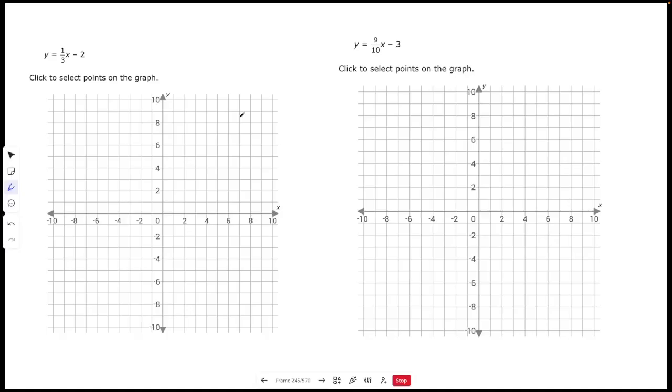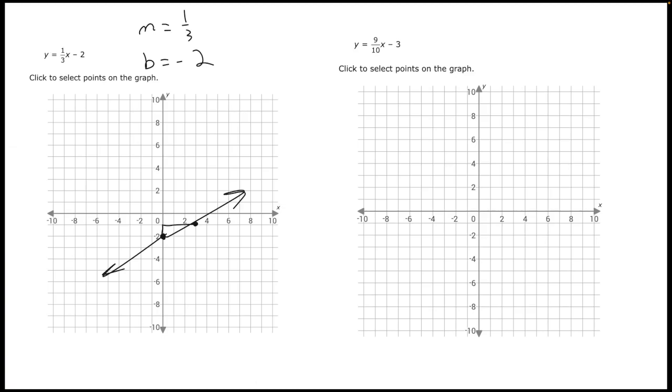Okay, now that you've had time to work these problems, let's check your solutions. For the first problem, you should have gotten a slope of 1/3 and a y-intercept of -2. So I put the -2 on the graph first. Then from that -2, I went up 1 and right 3, rise over run. And I ended up here and connect with a line.